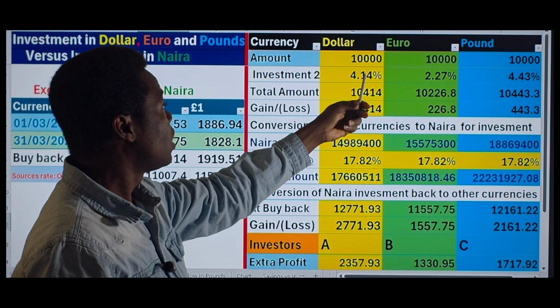By looking at the exchange rate as at the ending of this investment, which is 31st of March 2026. The exchange rate as at that date was 1,382.76 naira. Then you use this amount to divide 17 million. When you do that, you will arrive at 12,771.93 dollar.